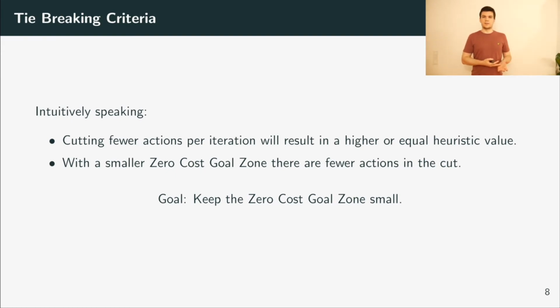heuristic value. And how do we cut fewer actions? Well, if our zero cost goal zone stays smaller, there are fewer actions pointing into it. Also, this does not generalize, but intuitively, most of the time this should be true. So the idea is to keep the zero cost goal zone small.